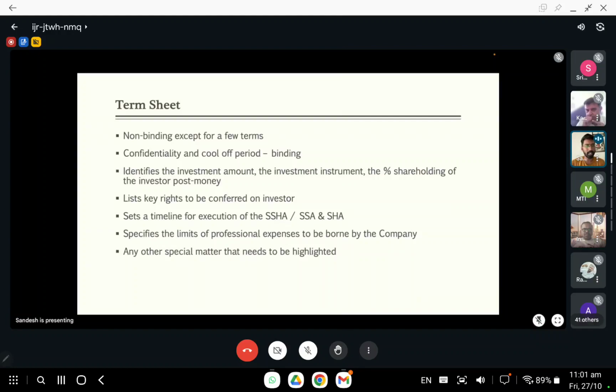Now, one of the things that they also do is they set a timeline for the execution of the documents, right? So they say 60 days or 90 days or 120 days. And in case the documents are not executed within that period of time, usually the term sheet then gets extended. Both the parties have to come back to the table and say that we've been spending a lot of time on negotiating the documents, so why don't we extend the timeline under the term sheet.